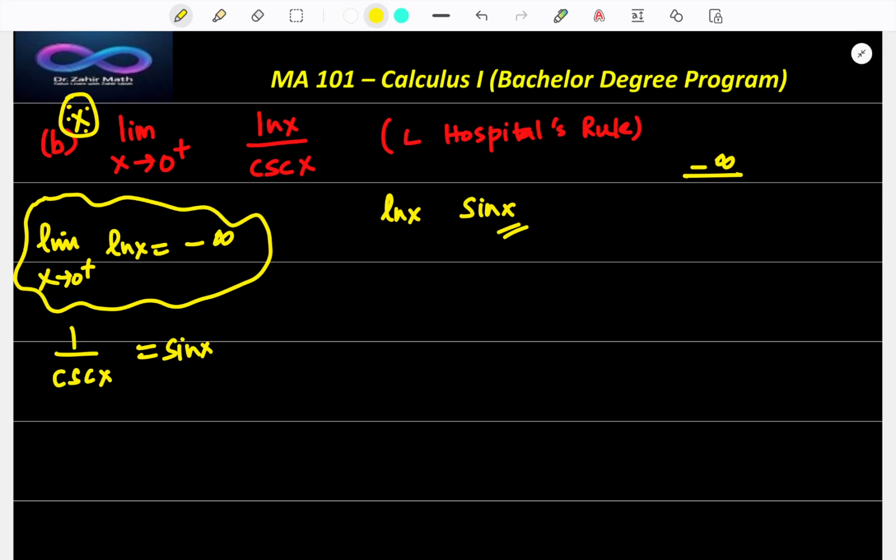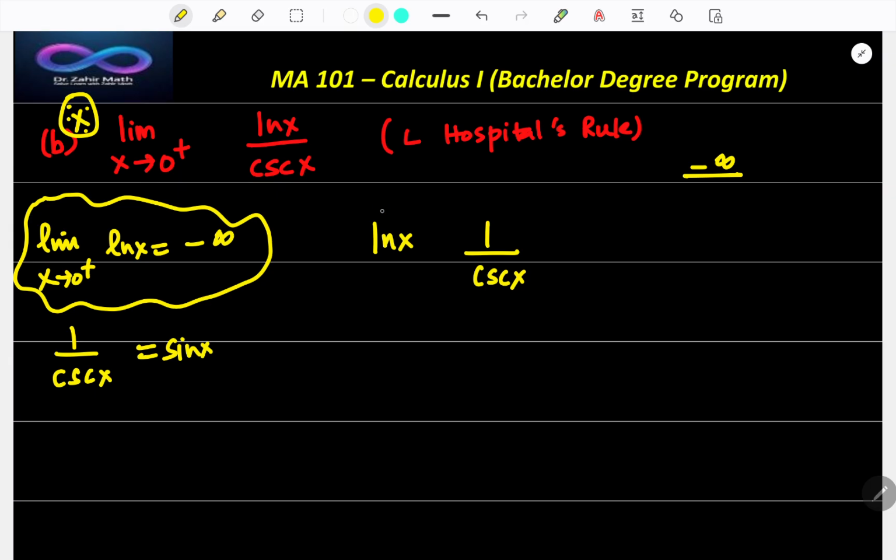Okay, did you think about any idea? Okay, I will explain it again, no problem. So I write ln x and I write 1 by sin x, right? Sorry, 1 by cosecant x. 1 by cosecant x, because this is ln x.